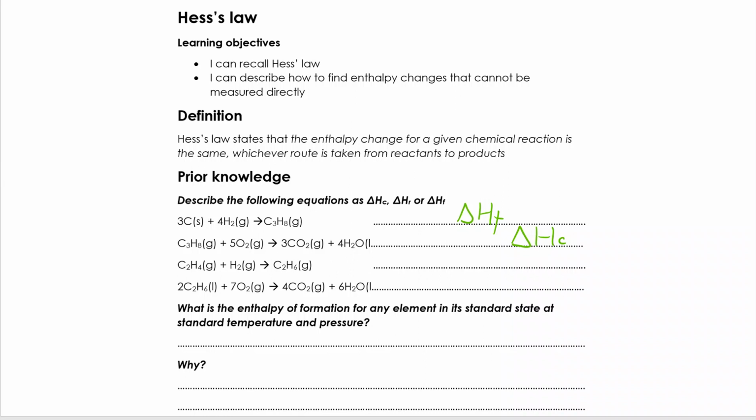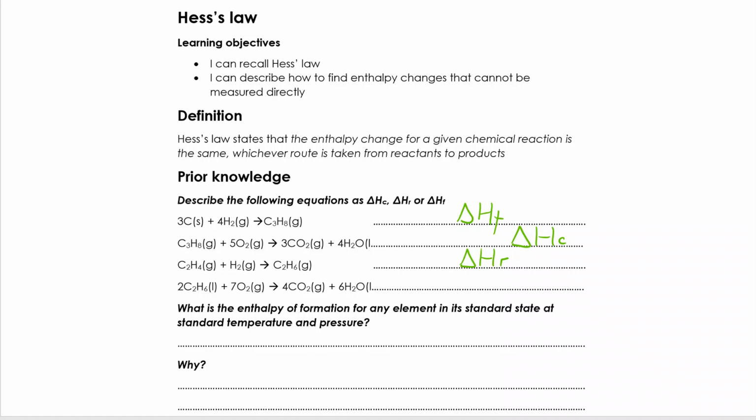On the next one, what type of enthalpy change is this? Well, we've got ethene and hydrogen, and we're making ethane. So it is hydrogenation of an alkene, but what type of enthalpy change is it? Well, in this case, it's not formation because we're not starting with elements. It's not combustion because we're not reacting with oxygen. We're not combusting. So that one is an enthalpy of reaction.